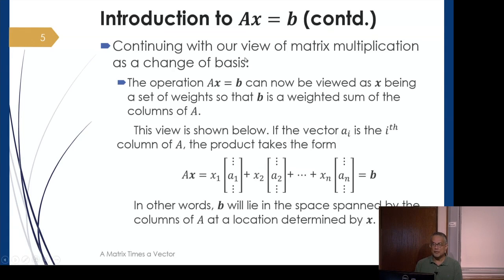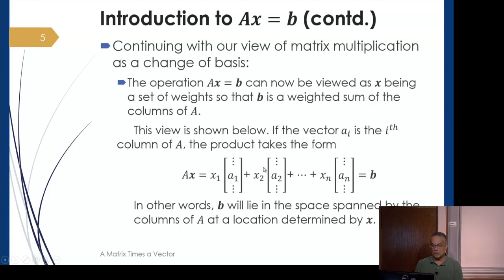With this view, and this is useful for people interested in topics such as signal processing, you can also think of X as a set of weights. X is a vector, so it's a set of weights, and B is the weighted sum of the columns of A. If you write out AX, X is a vector, so you have x1, x2 through xn. Similarly, in order for this to be well defined, A would have n columns.